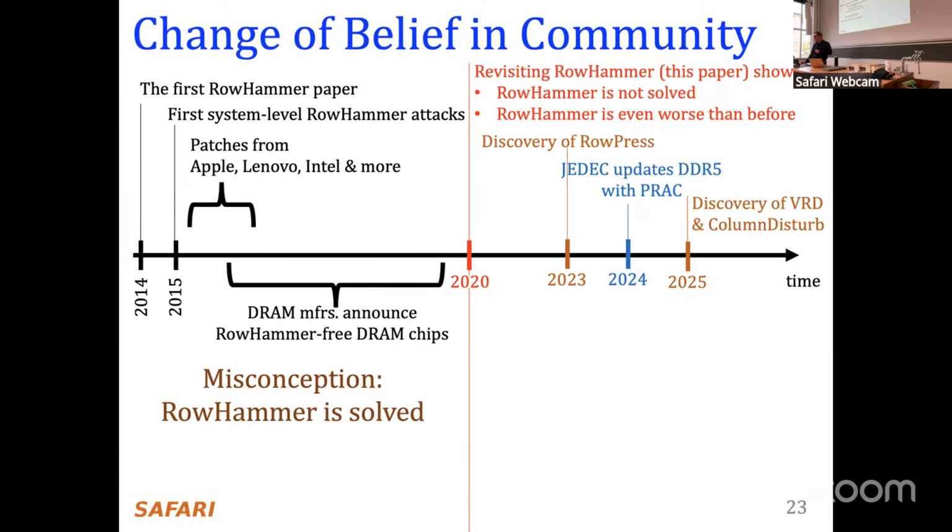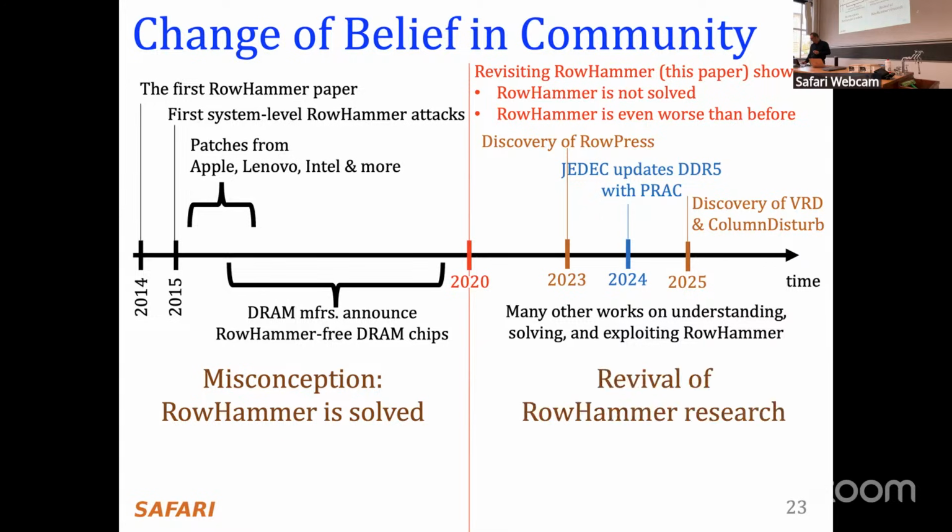And we may actually have a session where we will talk about some of these cutting edge research. I'll not cover them, but we have not had a cutting edge research session where our students present some of the cutting edge work. So we will actually do that at some point, maybe sooner than later. Let's see. And there were many other works on understanding, solving, and exploiting RowHammer. And we're actually going to cover this side of the story right now, after 2020, what happened.